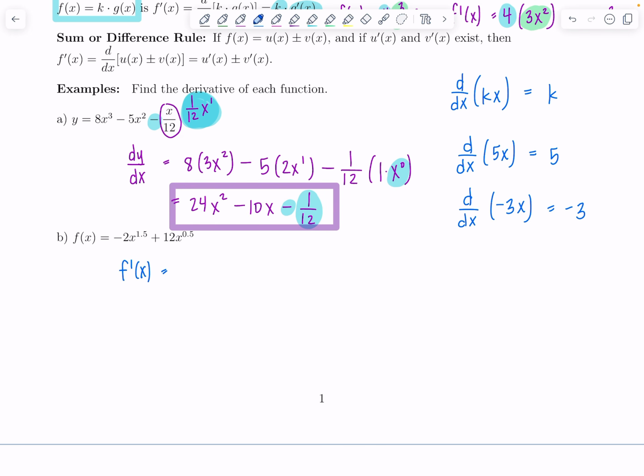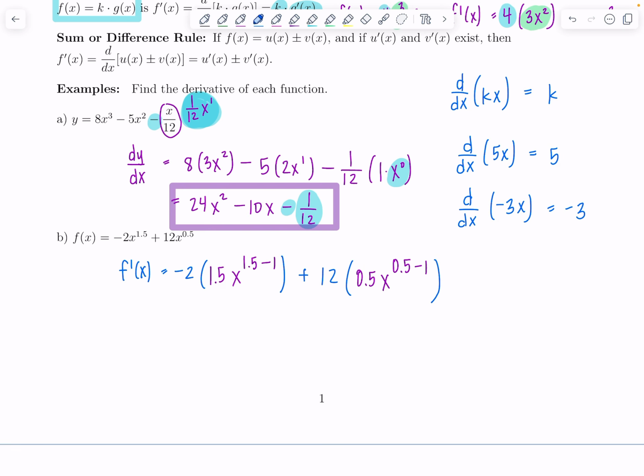I'm going to leave that negative 2 alone. And then now, here we go. You bring the exponent down in the front. You're going to multiply by it. And then you're going to have x raised to the 1.5 minus 1. I'm going to write it like that just in case you can't do it all in your head in one shot. Plus, and then leave that 12 alone. Then I bring the exponent down front. That's 0.5 x raised to the 0.5 minus 1.